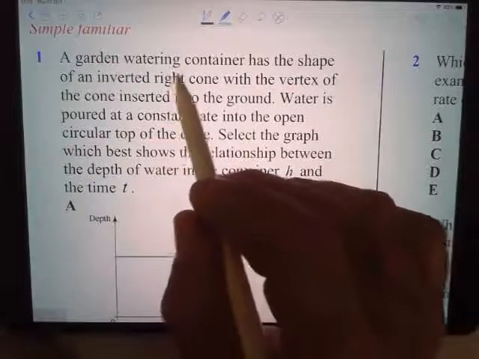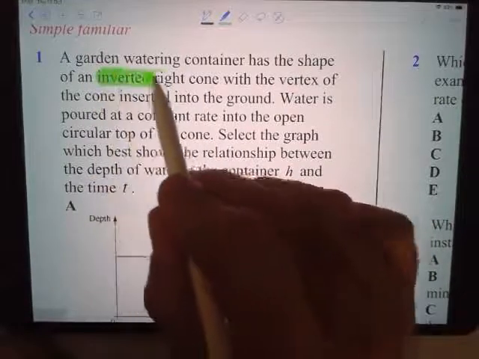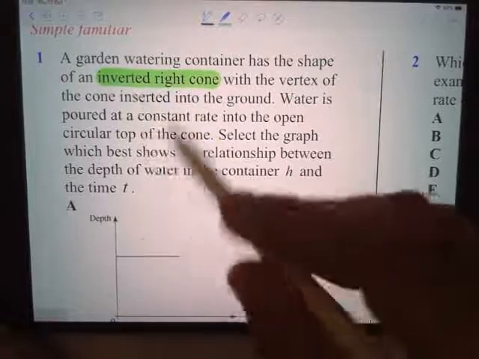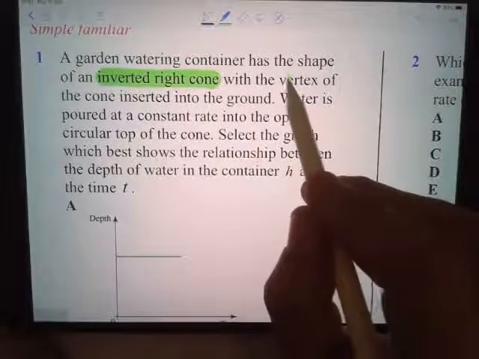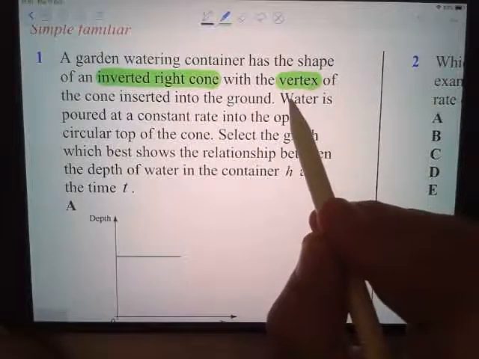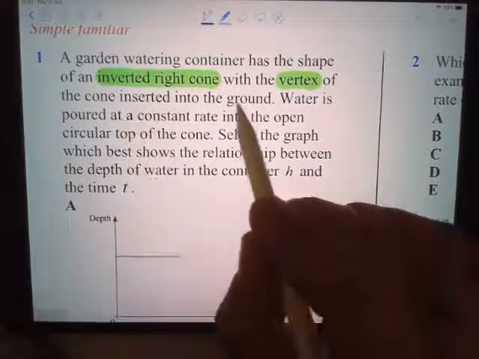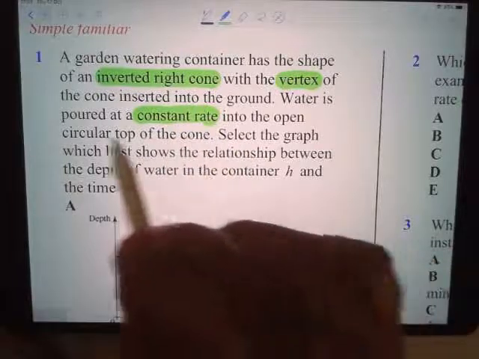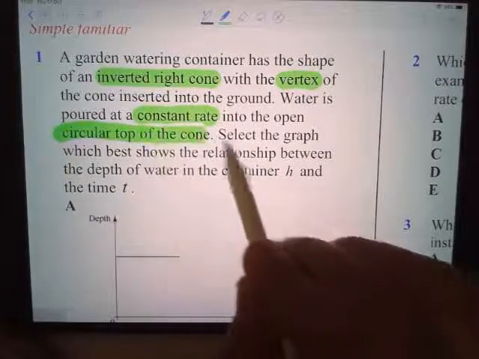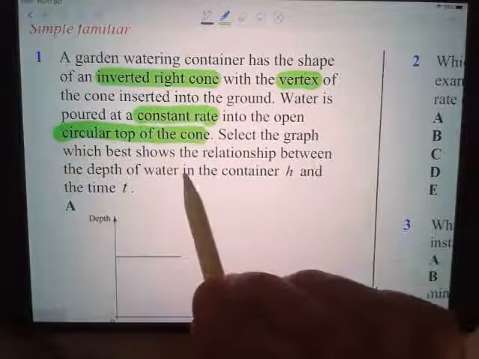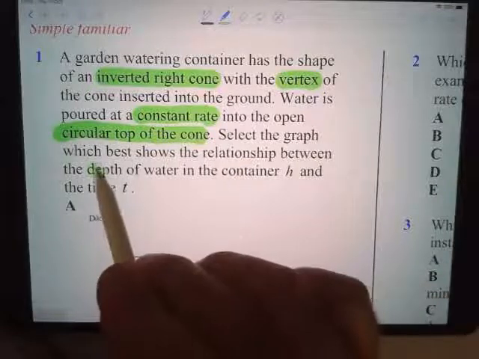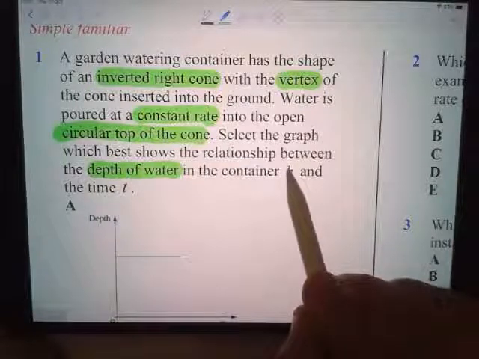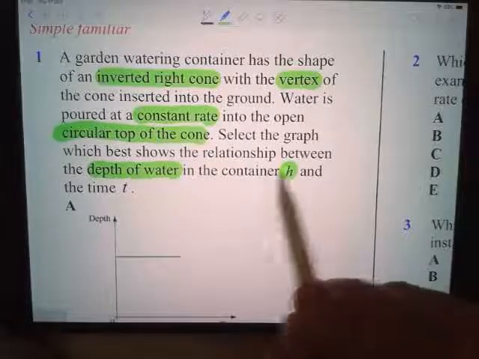A garden watering container has the shape of an inverted right cone. Inverted means upside down, with the vertex, so that's the sharp end of the cone, inserted into the ground. Water is poured at a constant rate into the open circular top of the cone. Select the graph which best shows the relationship between the depth of the water in the container H and the time t.